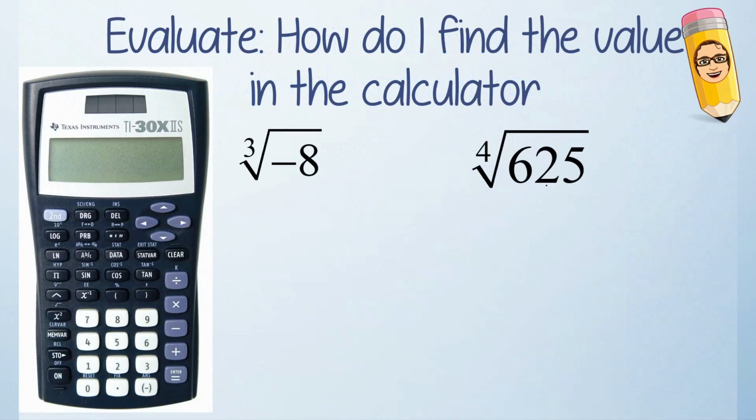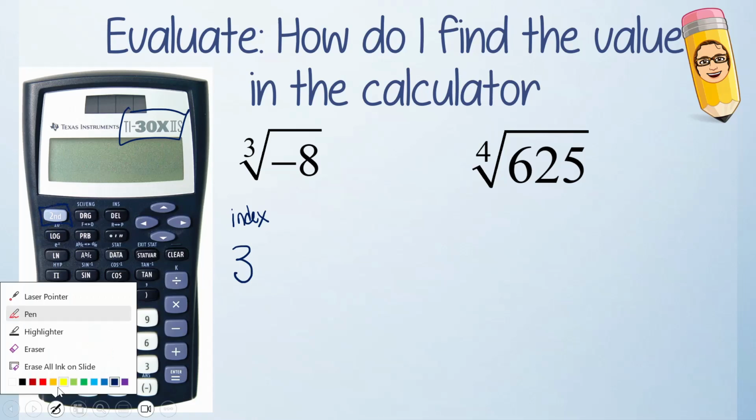Now, how do I find the values in the calculator? How, Marsh, do I actually evaluate these? Now, if you're using a scientific calculator, this is the most common one, a TI-30X2S. What you're going to want to do is type the index first. So in our case, we would type a 3. And then you're going to push the second button.